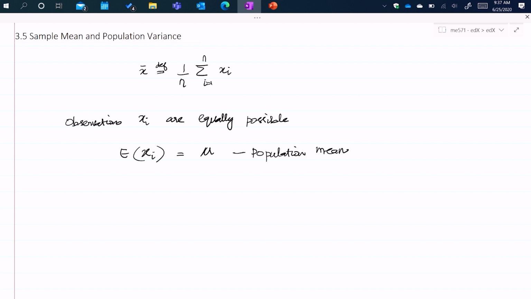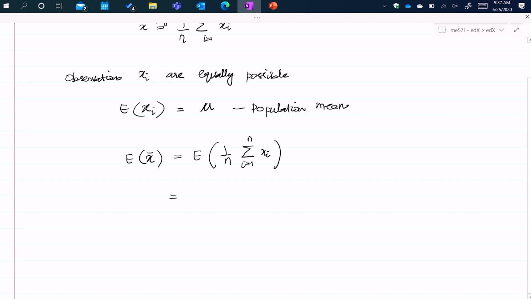And x bar is the sample mean. So now I can ask the question, if the expected value of each observation is mu, what is the expected value of the sample mean? And that's nothing but the expected value of 1 over n times summation i going from 1 to n of xi.